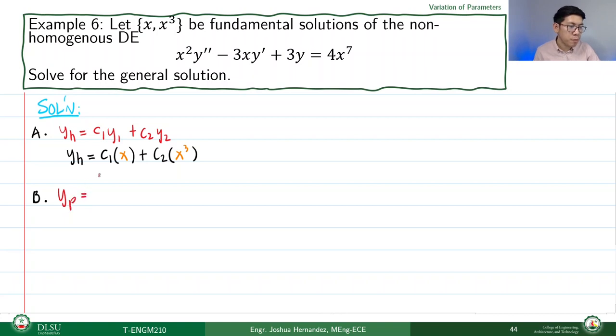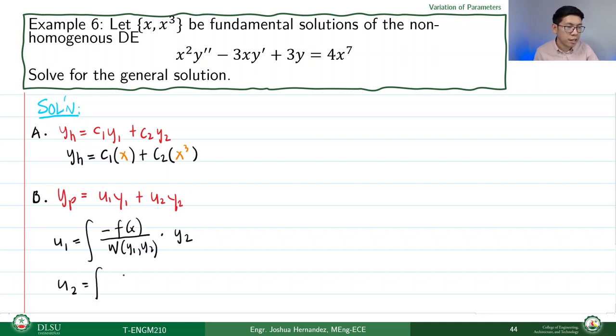Paano natin gagawin yun? We know that yp is u sub 1 y sub 1 plus u sub 2 y sub 2, wherein yung u sub 1 and u sub 2 yung ating didetermine. And as already derived, u sub 1 is equivalent to the integral of negative f of x all over the Wronskian of y sub 1 and y sub 2 multiplied by y sub 2, and yung ating u sub 2 can be computed to be the integral of f of x all over the Wronskian of y sub 1 and y sub 2 multiplied by y sub 1. Now, I recommend na hindi nyo siya i-memorize, rather be familiar with the equation kung paano siya na-derive.